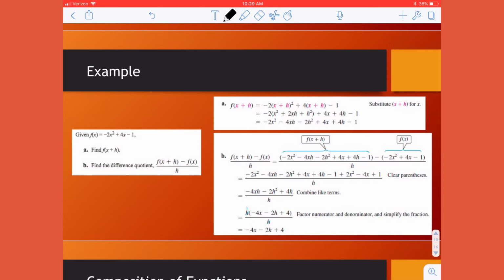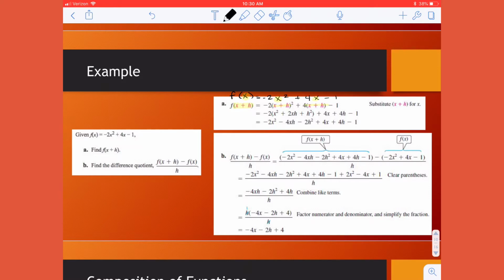So I want to begin by finding f of x plus h, and I already know that f of x is equal to negative 2x squared plus 4x minus 1. But for every x that I see, I'm replacing it with x plus h. So this x became x plus h. This x became x plus h. And then I complete my algebra.